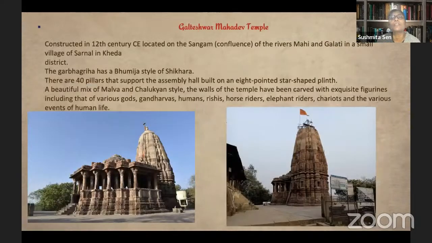Then this is the temple of Galteshwar, which is situated in Kheda district at the confluence of Mahi and Galteshwar in the Sarnal village of Kheda. The Garbhagriha has a Bhumija style which was broken and reconstructed by the ASI. There are 40 pillars inside. It has dwarf pillars, you can see here. The walls of the temple have been carved with various gods, Gandharvas, humans, rishis, horse riders, elephant riders, chariot riders, and every part of human life. This is an ASI protected temple. You can see the difference of color: this is the earlier one which was broken and then reconstructed by the ASI.